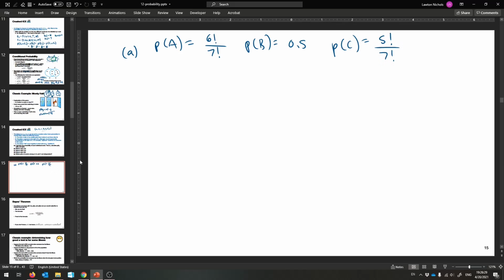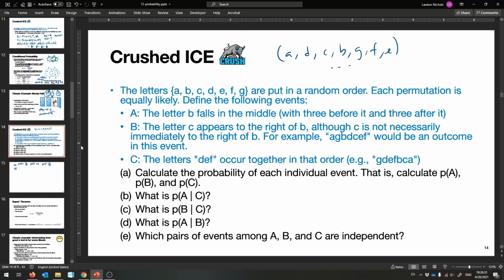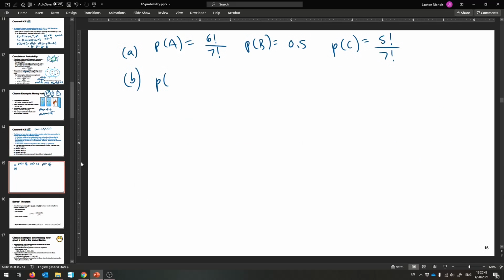So these are our permutations. All right, and that's A. Okay, that wasn't too bad. So now we're on to calculating the conditional probabilities. What is the probability of A given C? What's the probability of A happening knowing that C has happened?